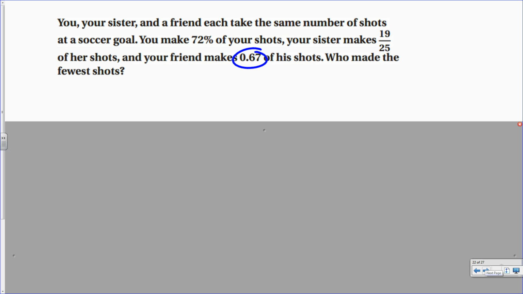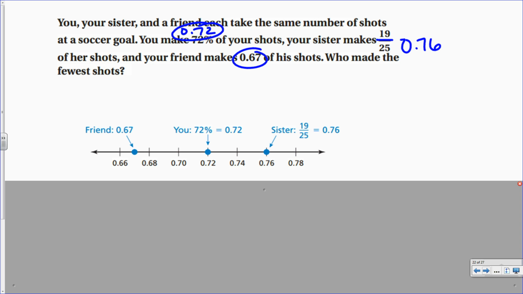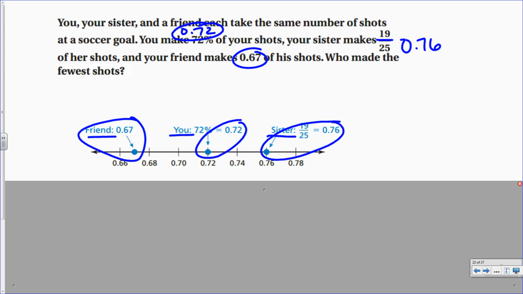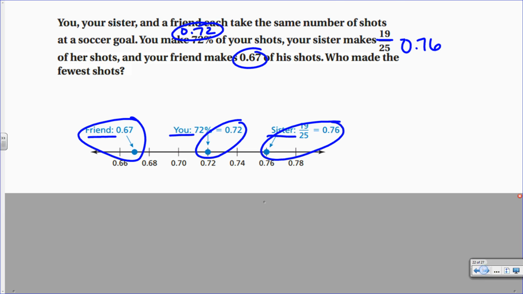0.67 is already a decimal. 72% is 0.72. And then 19 over 25, remember this fraction means to divide. 19 divided by 25 is 0.76. So now we can put these on a number line. Here's 0.67, here's 0.72, and here's 0.76. This helps us put them in order. So we'd say your friend did the worst, you're in the middle, and your sister shot the best. But you're all really close together. So number lines are helpful. They're not required, but it's a good way to compare.